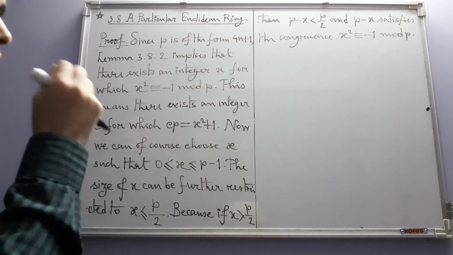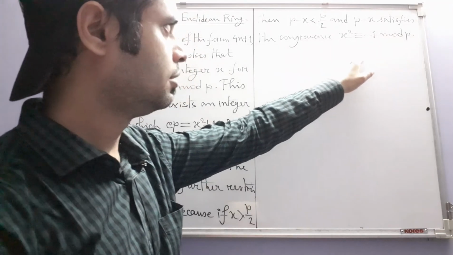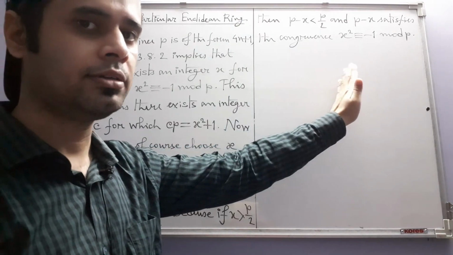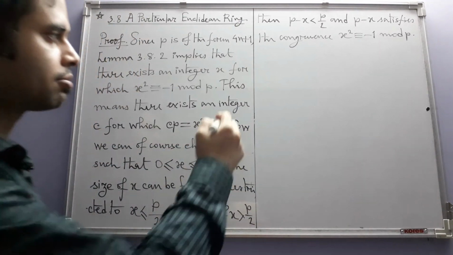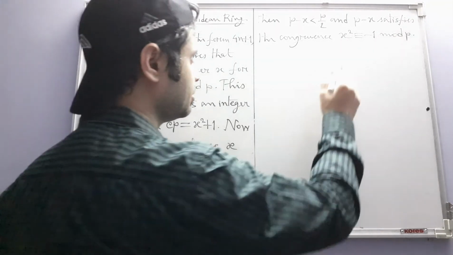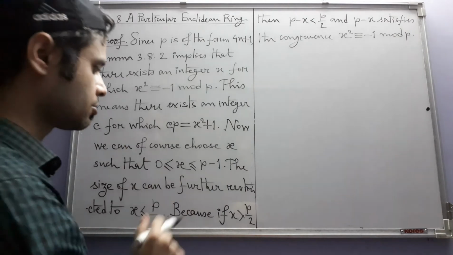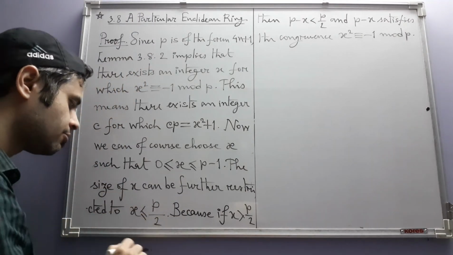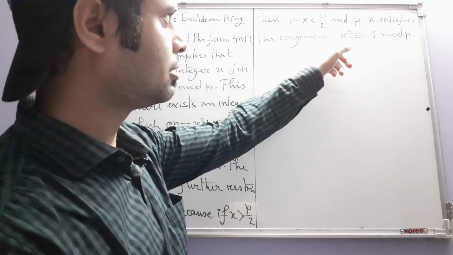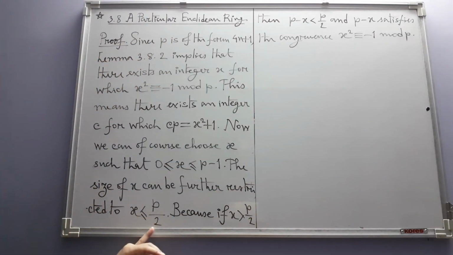In fact, if you are familiar with the theory of quadratic congruences from number theory, you already know that every such congruence has exactly two incongruent solutions, just like every quadratic equation has exactly two roots. If one of them is x, the other is p minus x. So if x is less than or equal to p by 2, fine, and if it is greater than p by 2, then p minus x is less than p by 2, and that also satisfies the congruence. So in any case, we can assume that x is less than or equal to p by 2.